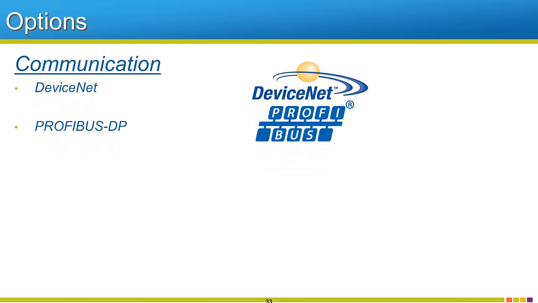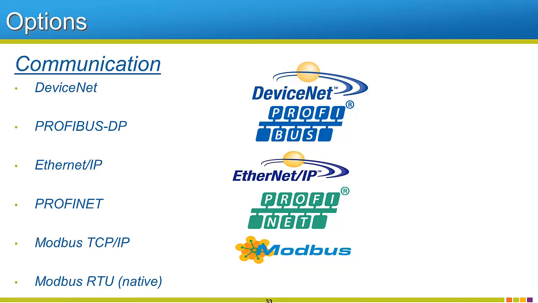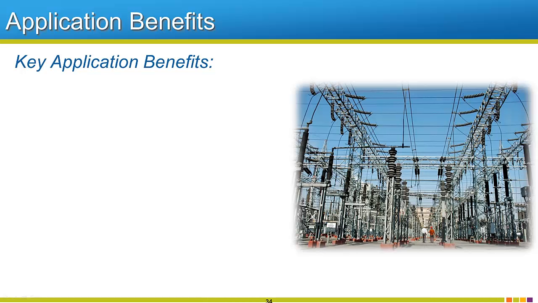The D1000 features many options as far as network communication protocols. These options will enable the D1000 to connect and interface to an industrial network for control and/or monitoring. The available options are DeviceNet, Profibus DP, Ethernet IP, Profinet, Modbus TCP/IP, and the unit's native protocol, Modbus RTU, which does not require an option card.